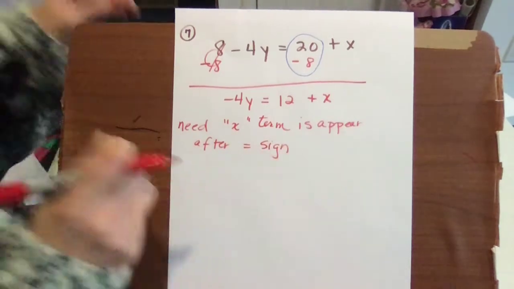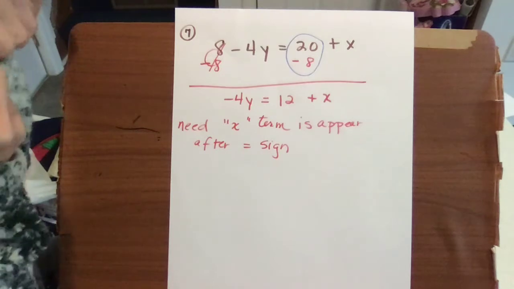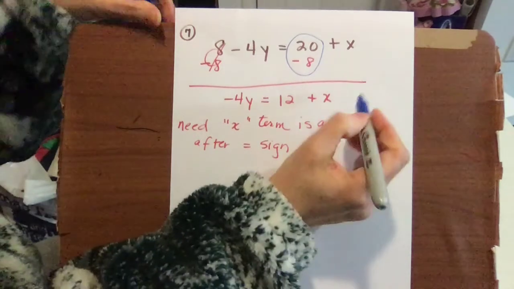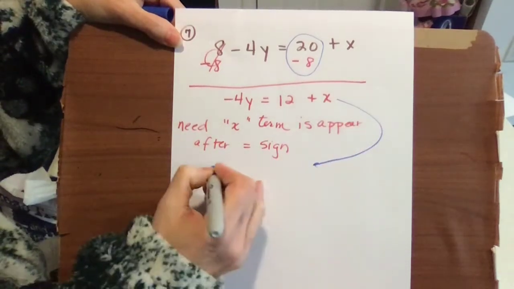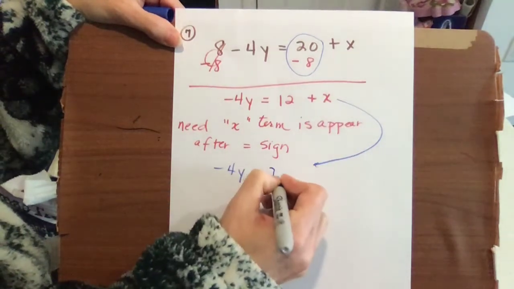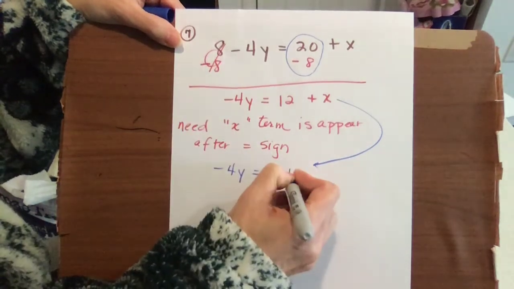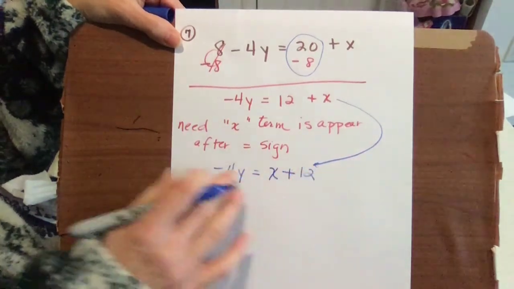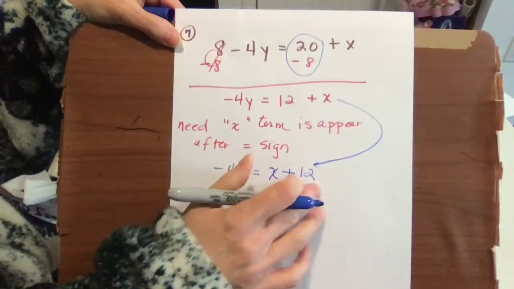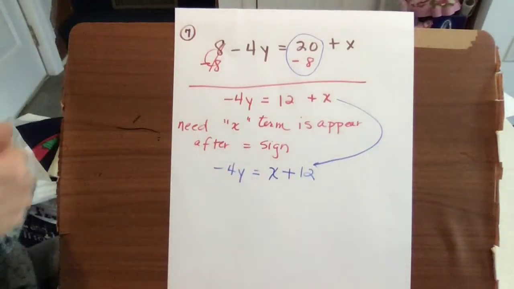So we're going to take negative 4y and we're going to rewrite it. Negative 4y equals 12 plus x, and we're going to bring it down here and say, all right, it's negative 4y equals. I want to put the positive x immediately after the equal sign. That is a positive 12, so we write plus 12. Now we have it in y equals mx plus b form, but we didn't quite solve for y yet.